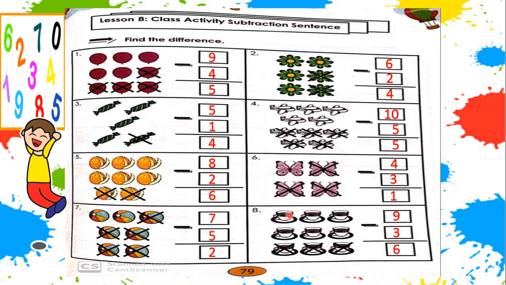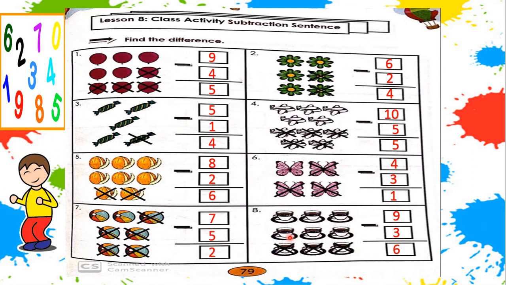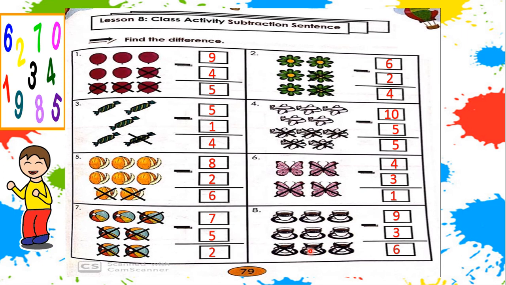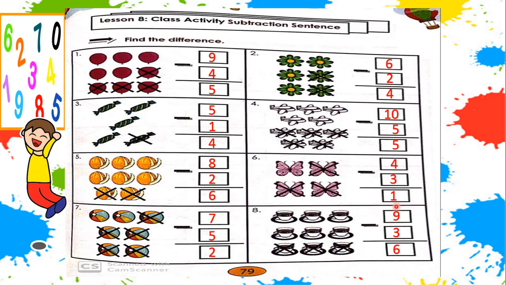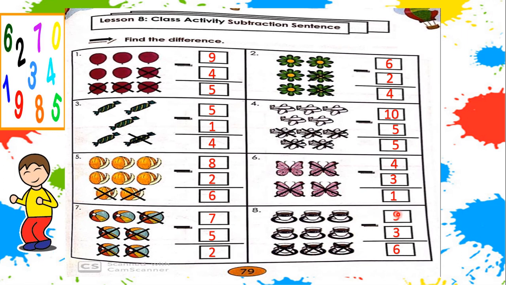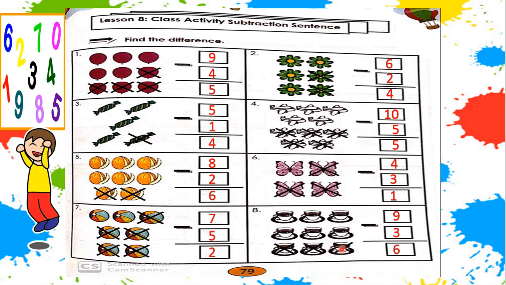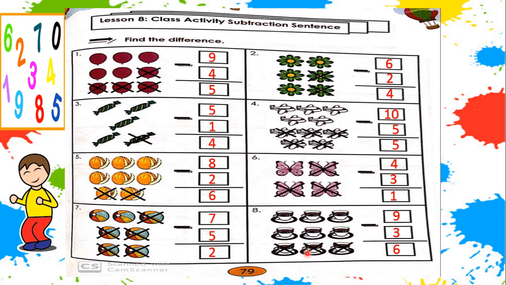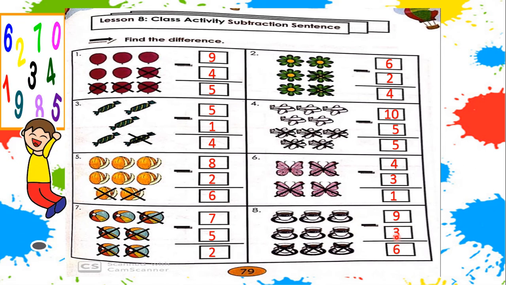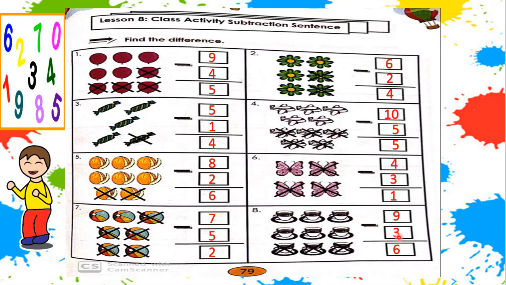Okay, we have 1, 2, 3, 4, 5, 6, 7, 8, 9. So you have here number 9 minus, or we take away 1, 2, 3. So we write here number 3. Okay, so you have 9 minus 3.